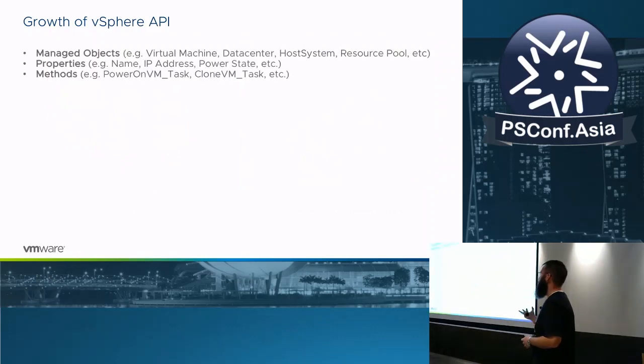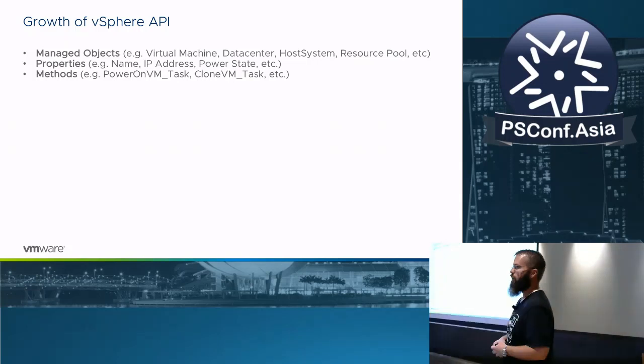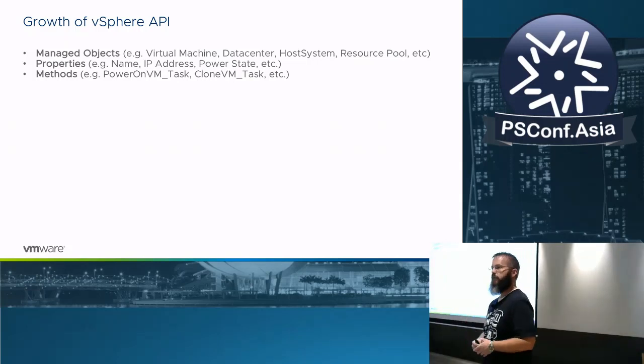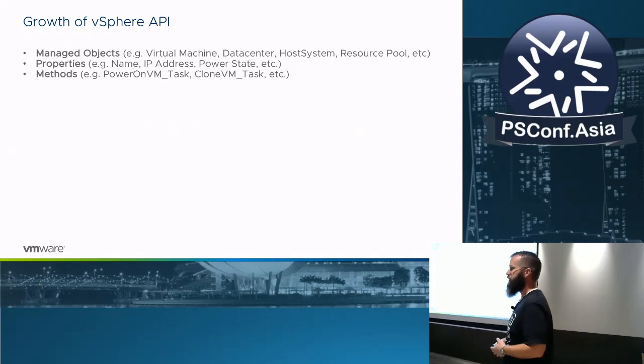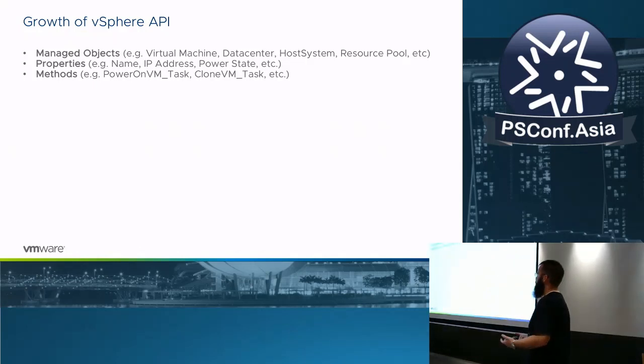But for the APIs themselves, we have our managed objects. Those are those top-level items. If you're familiar with the PowerShell verb-noun context, you'll recognize a lot of these managed objects are going to be those nouns. So like VM, data center, data store, things of that nature. Each of those have properties, descriptors essentially: name, IP address, power state, how much disk space, stuff like that.